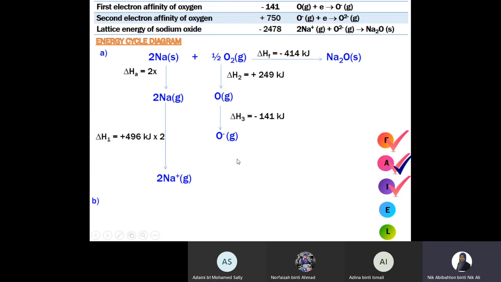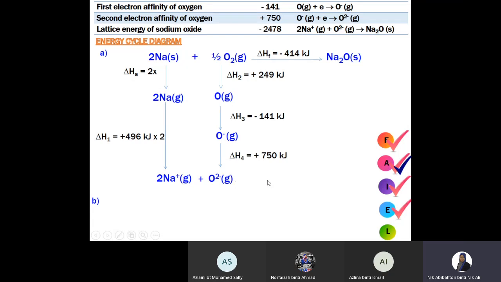For oxygen, we have 2 electron affinities, first and second. So we proceed with the second electron affinity of oxygen, which will produce O2- gas. Then write the value of enthalpy according to the equation, 750 kilojoule. Same as exercise example 2 just now, sodium has only one ionization energy, while for the electron affinity of oxygen we have 2. So try to adjust your cycle, make your arrow here longer, so we can get the equation for the lattice energy.